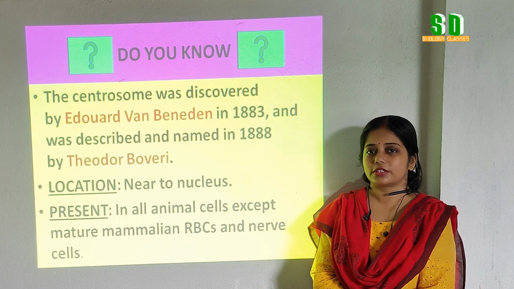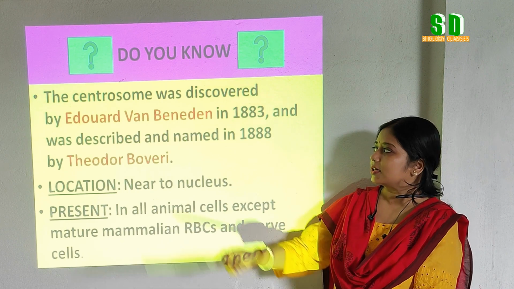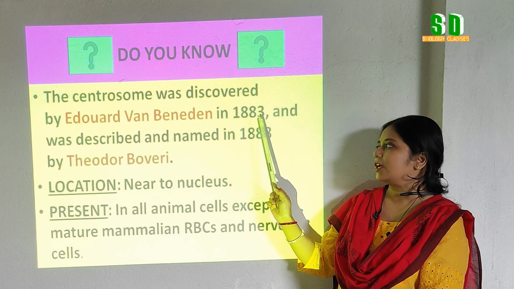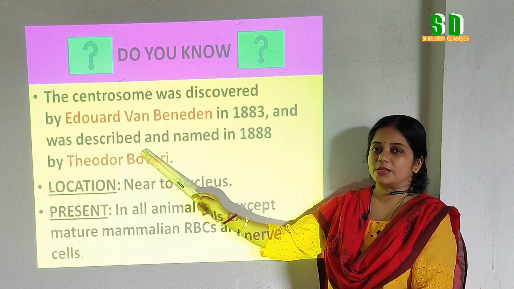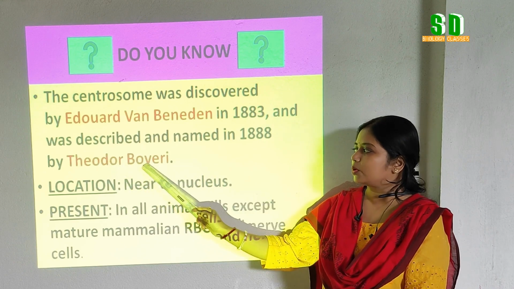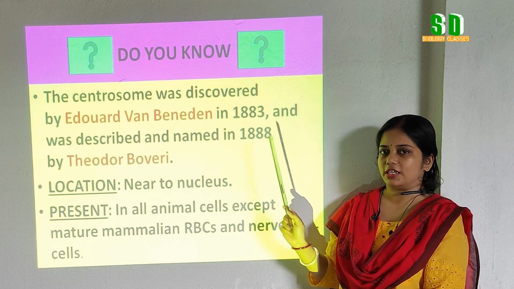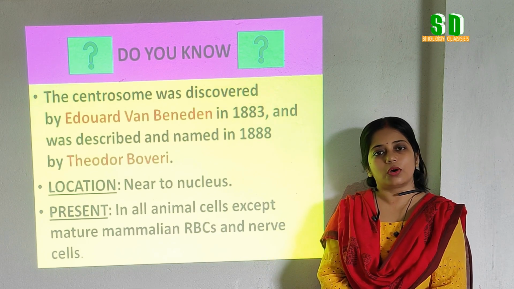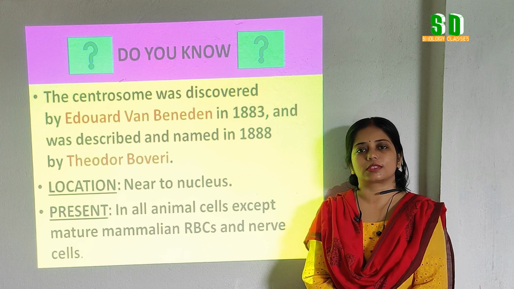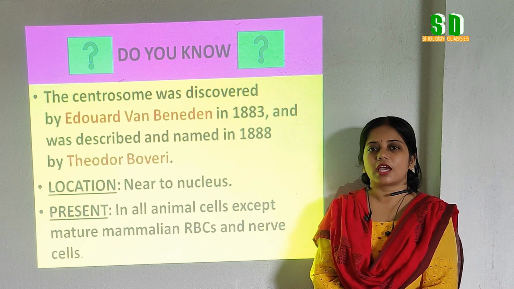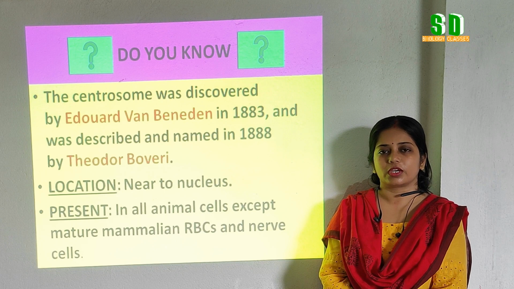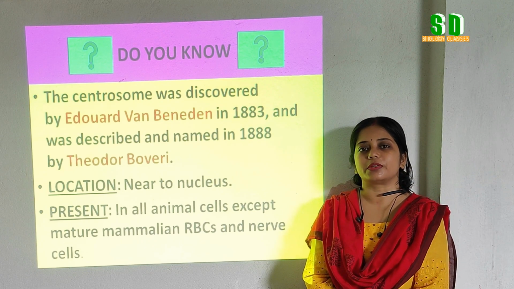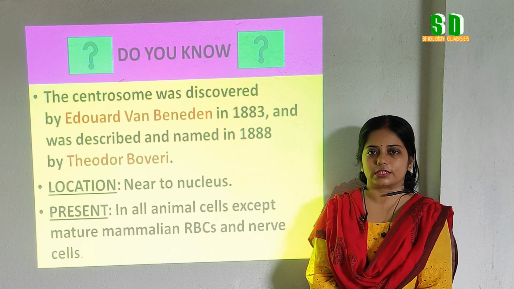And who discovered the centrosome and centriole? See, it was discovered by Edward van Beneden in 1883, but it was described and named by Theodore Boveri in 1888. Where is the centrosome present? The centrosome is present in all animal cells, but there are some exceptions, like mature mammalian RBCs and nerve cells, which don't have a centrosome. Within the cell, where is the centrosome present? Within the cell, centrosomes are present near the nucleus.